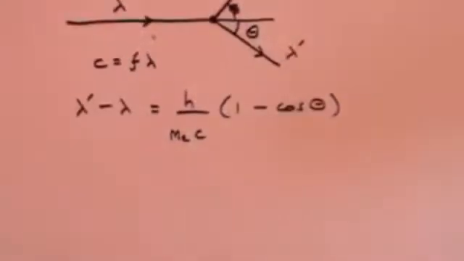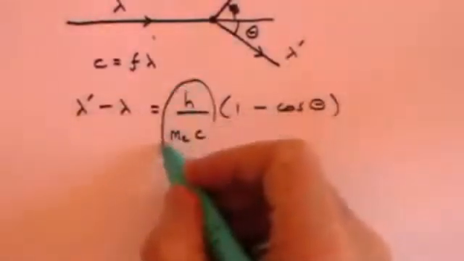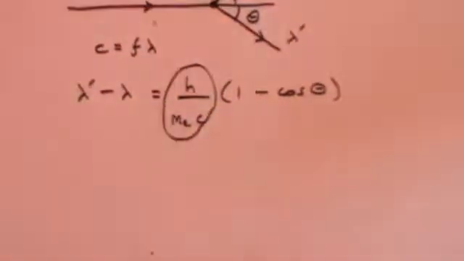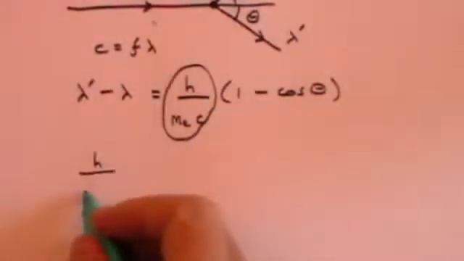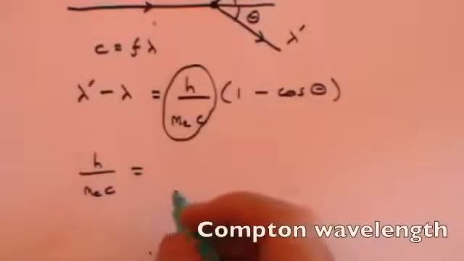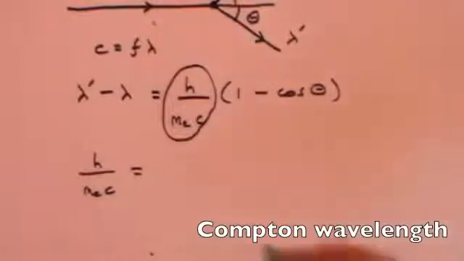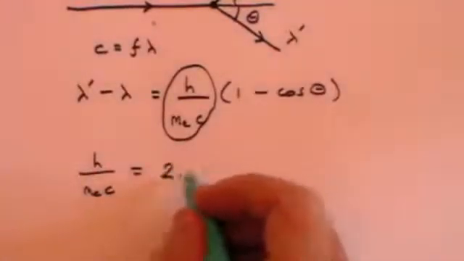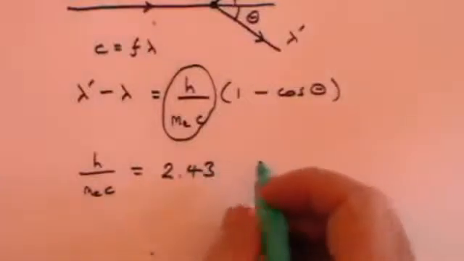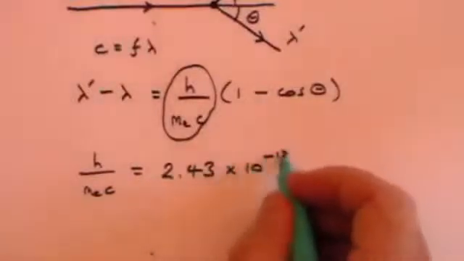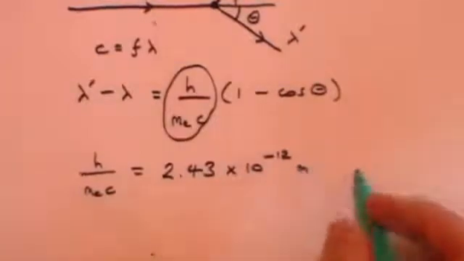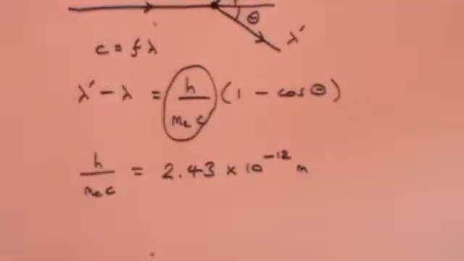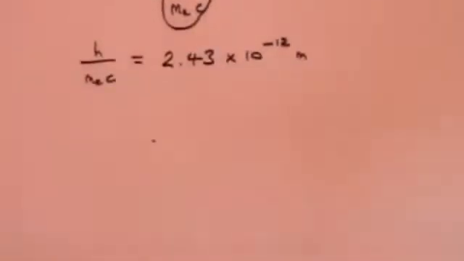And incidentally, this term here, h over m_e c, h divided by the mass of the electron times the speed of light, is called the Compton wavelength. And of course, since it is all constants, you can actually calculate it. It turns out to be 2.43 times 10 to the minus 12 meters, which is in the kind of X-ray region for wavelengths. Okay, so here's the proof.